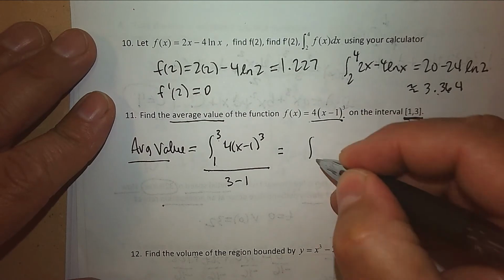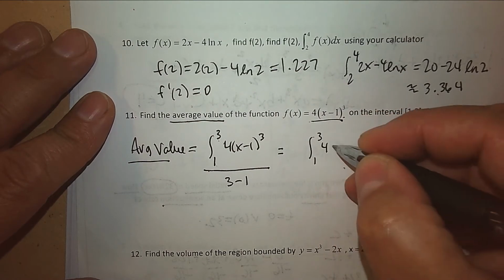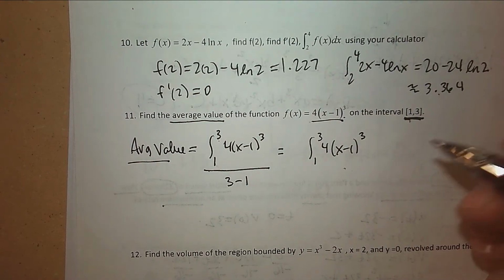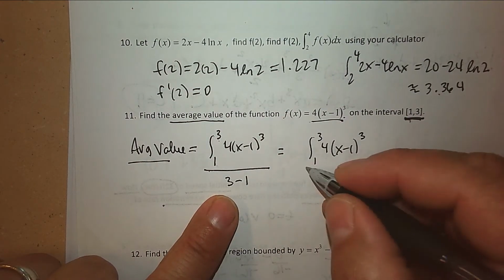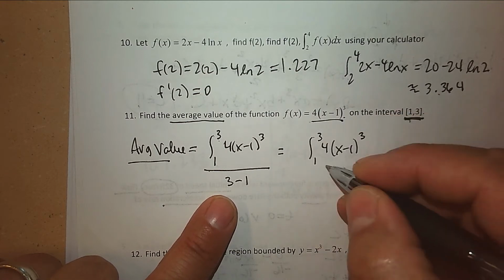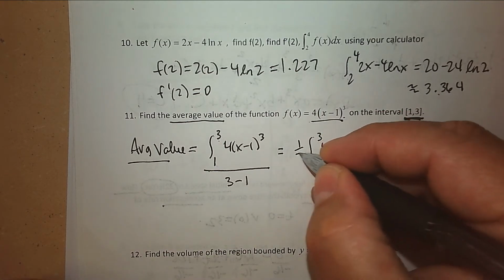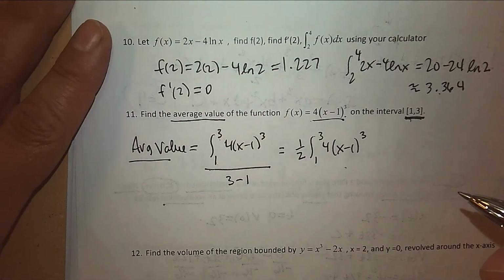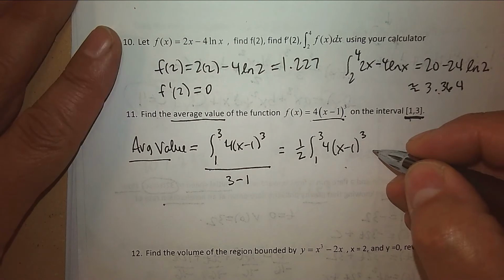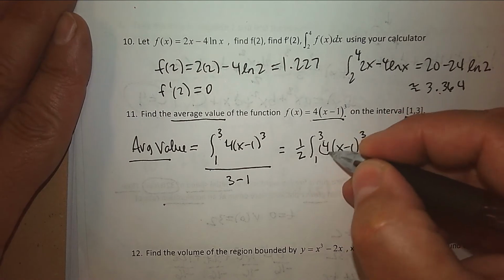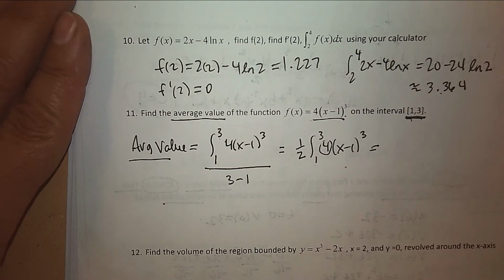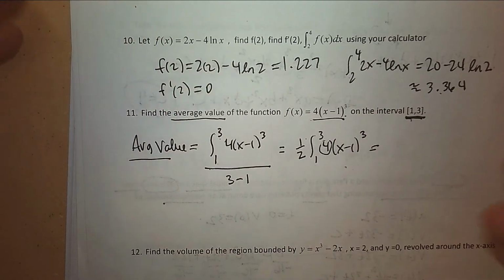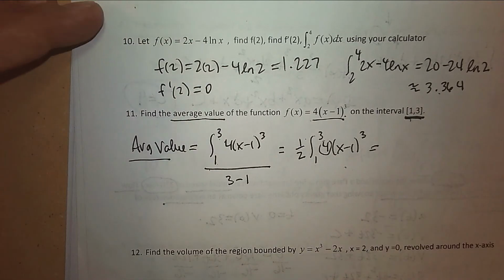So I'm integrating from 1 to 3, (4x − 1)^3. I notice that 3 take away 1 is 2. Instead of dividing by 2, I can also just write down 1/2 in front. And to make my life even simpler, notice this 4: one of the properties of integration is that a constant can be written in front. So I can combine 1/2 times 4, and that makes 2.